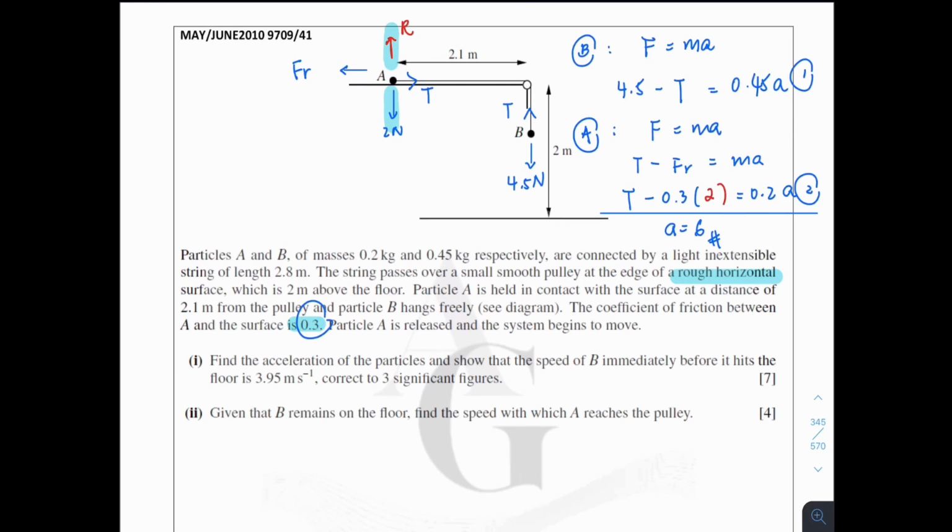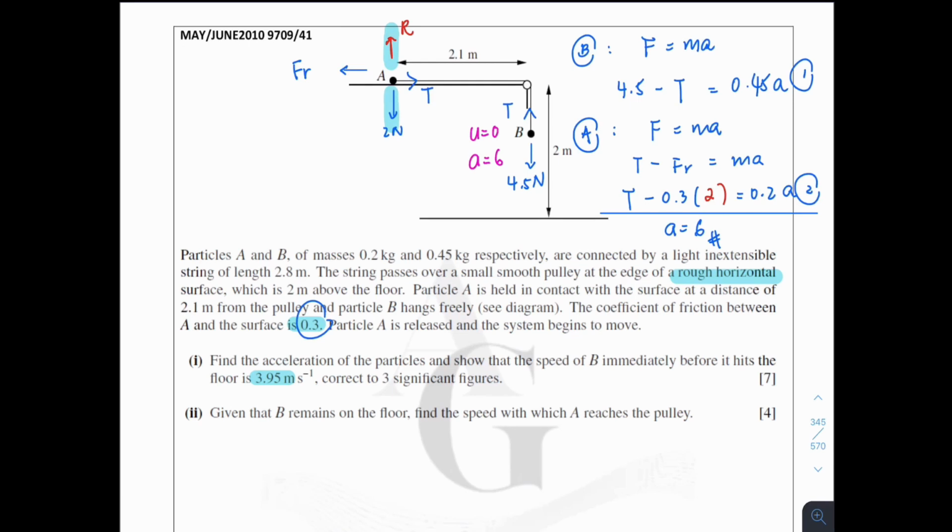Alright, so to answer the second part, they ask to show that the speed of the B immediately before it hits the floor is 3.95. This is what you need to show. Have a look at the B here. The B dropped from this point to the floor, and you are asked to find the final speed here. So for the B, it's released from rest, so u should be equal to 0. And the acceleration for both the particle A and B should be the same, which is 6.